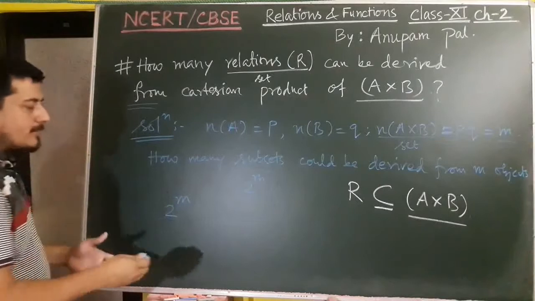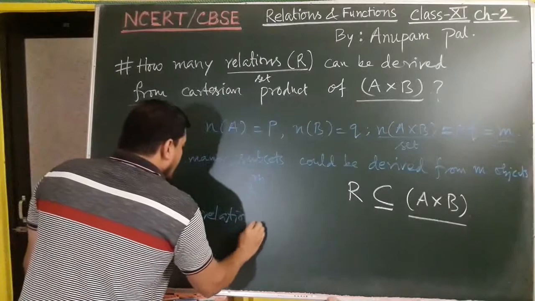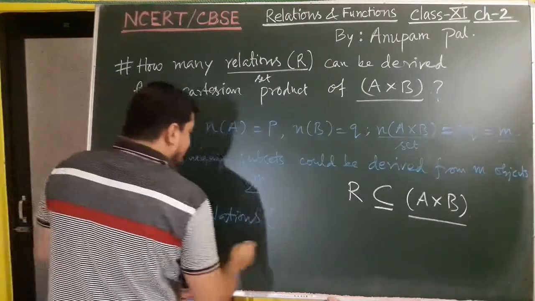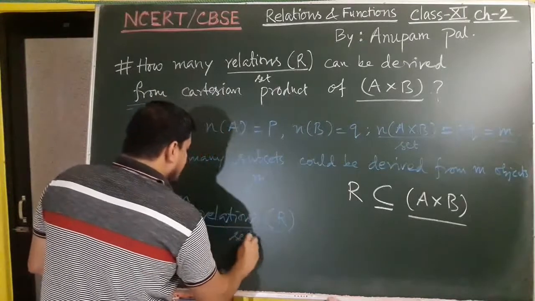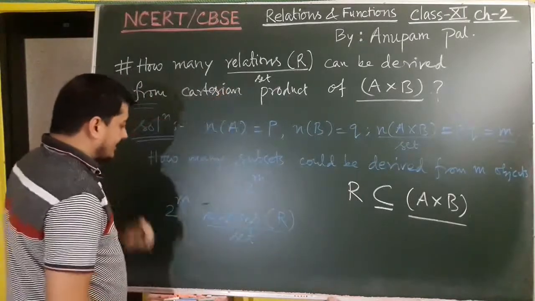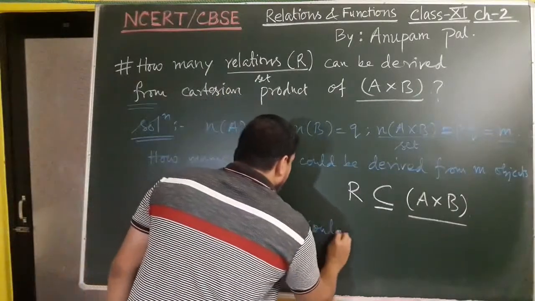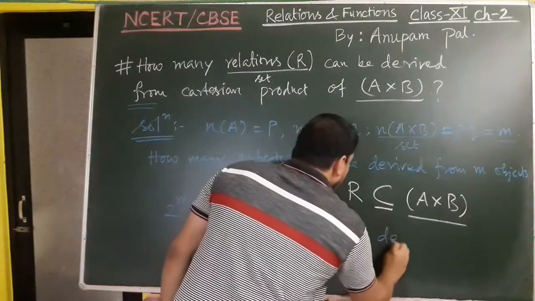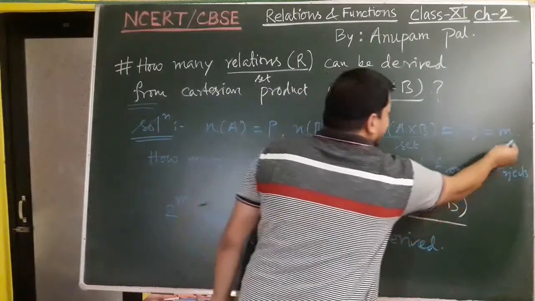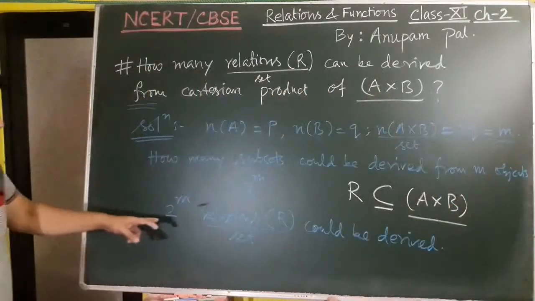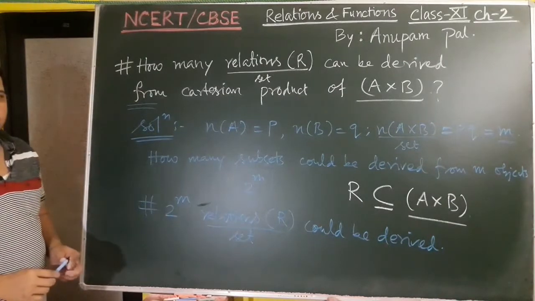2 raised to m relations could be derived from A cross B, which has m elements. Each relation R is nothing but a set. So this you have to remember. This is very important.